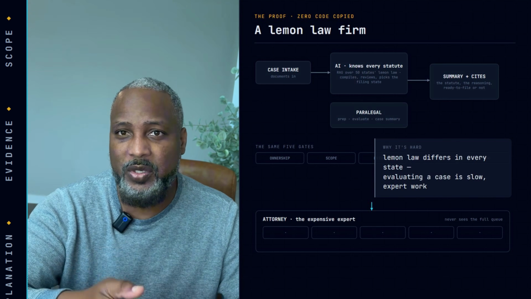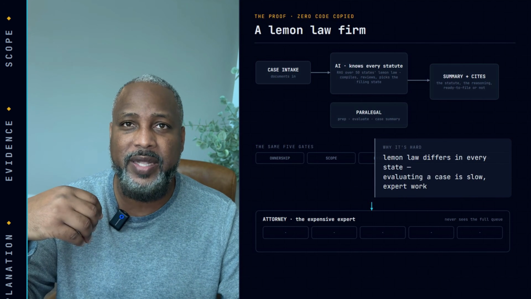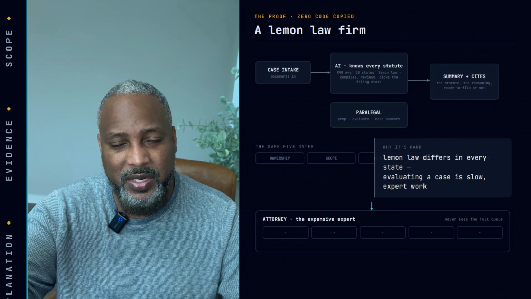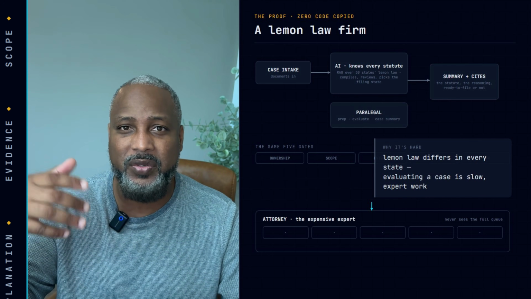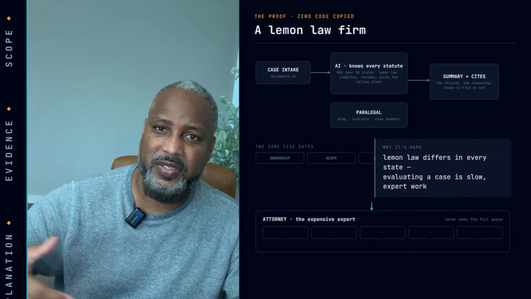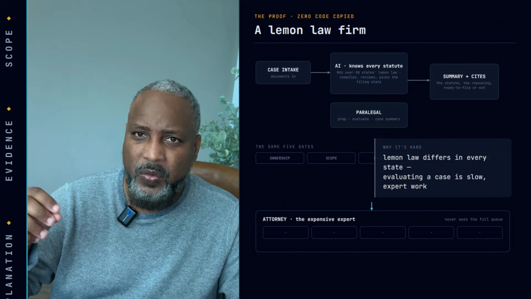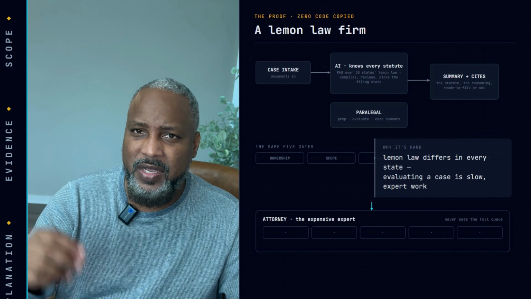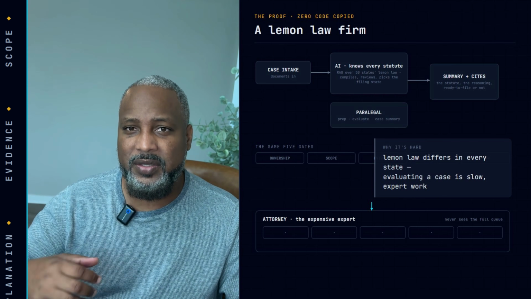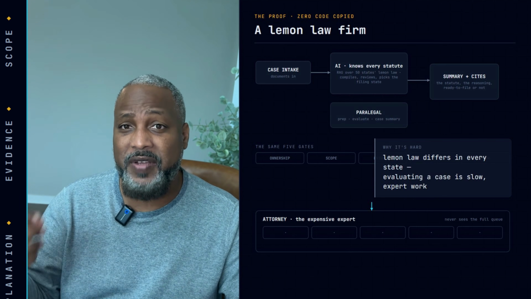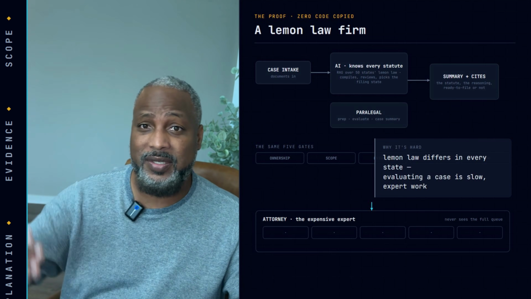The thing is, lemon law changes across every state, with different statutes. So it's very time consuming to evaluate a lemon law case. But it is perfect for AI because you can train the AI on the different statutes and different things like that. So with the aid of AI, you can give 90% of the work to a paralegal who can look at a case with AI, prep it, evaluate it, write some case summaries, and then send it on to an attorney who does the final review.